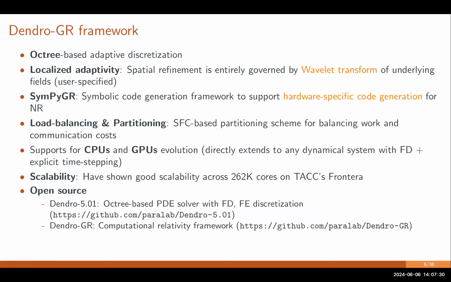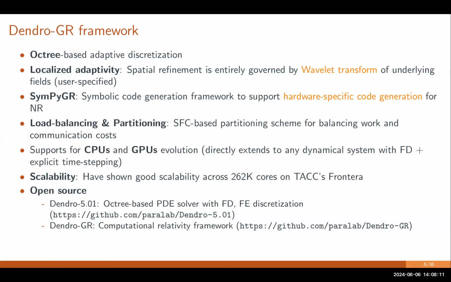So if you generate code, for example, especially for evaluating the Einstein equations, the code that is generated for the CPU might not be the best code that executes on the GPU. So we do support hardware-specific optimizations during our code generation, and all the load balancing and partitioning is handled by the Dendro-GR framework. And we use this space-filling curve-based partitioning scheme, and it does support both CPU and GPU evolution. So you can run Dendro-GR on a CPU cluster or a GPU cluster.